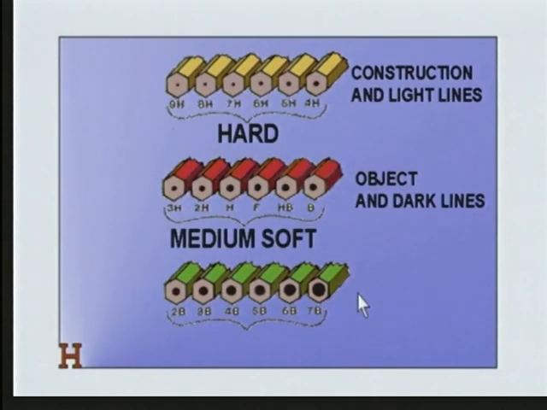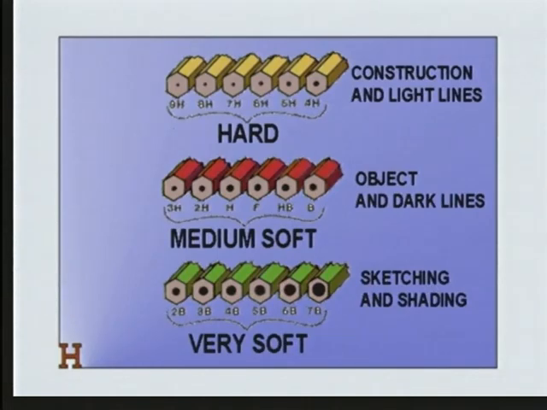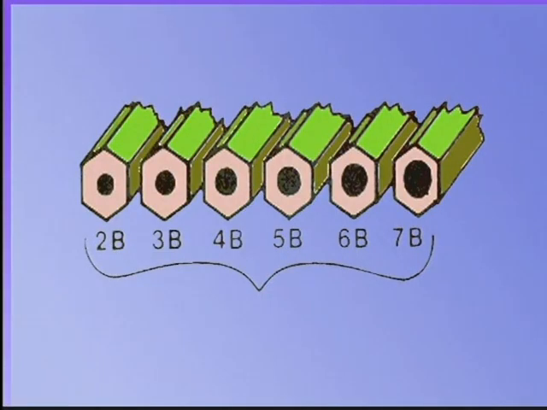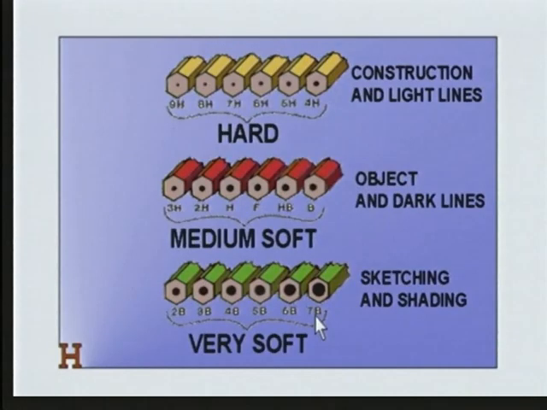The very soft leads are used for sketching and for shading, and they range in degrees from 2B to the very softest, which is 7B. Now, most typically in the engineering drawing business, drafters will use a 6H or a 4H for their construction or their very thin lines, and they'll commonly use a 2H for their object lines.